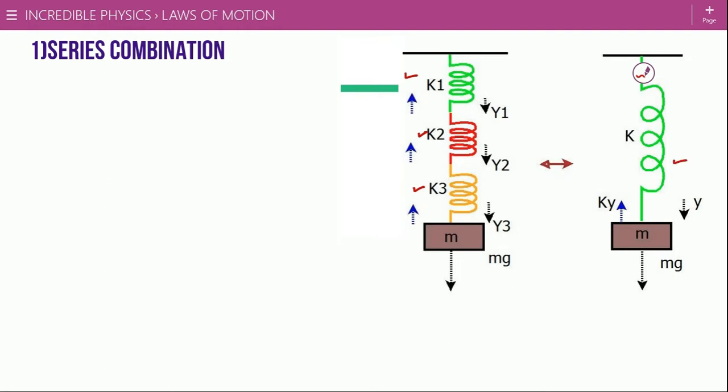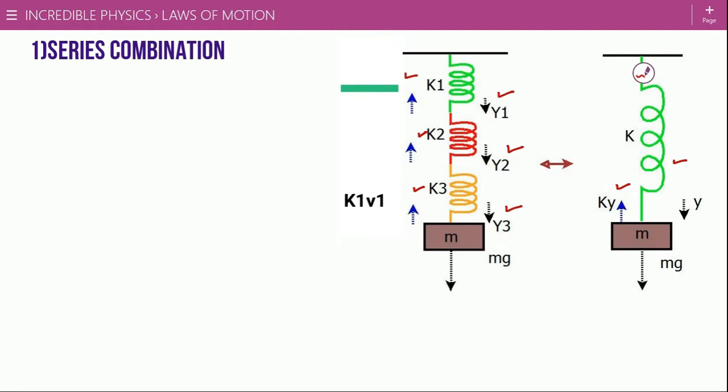So in series combination, we can see that we have connected a block as well at the end of the combination. Suppose due to the force of gravitation on the block, the first spring is elongated by y1 displacement in downward direction, second spring is displaced by y2, and third spring is displaced by y3, and the equivalent spring is displaced by the displacement y if the same force is applied on it.